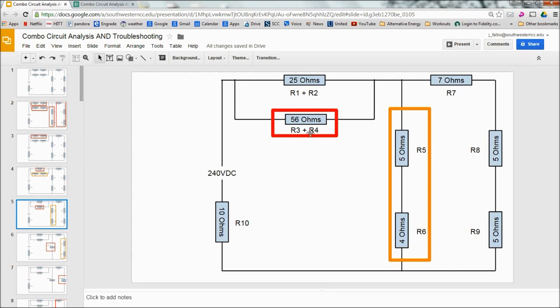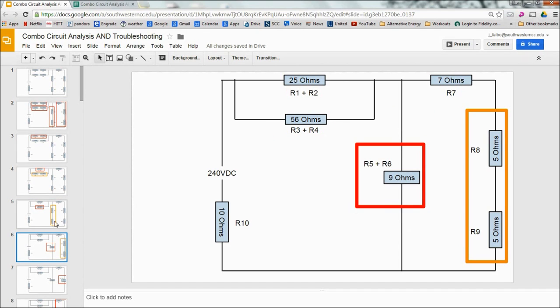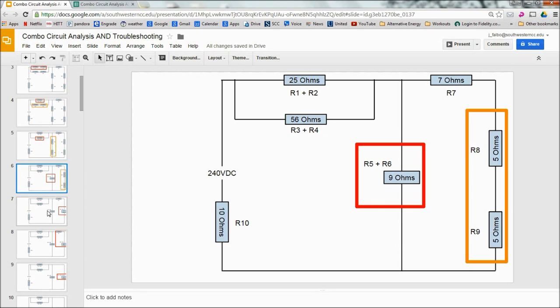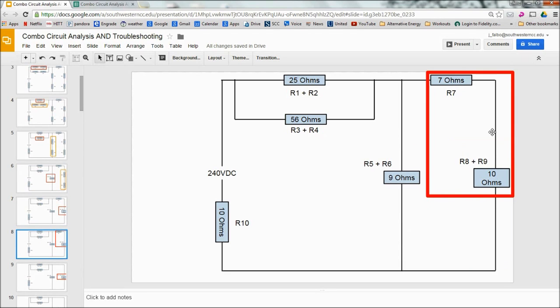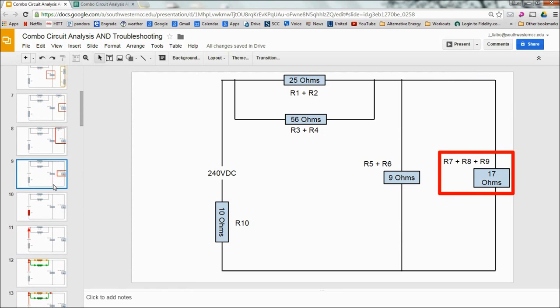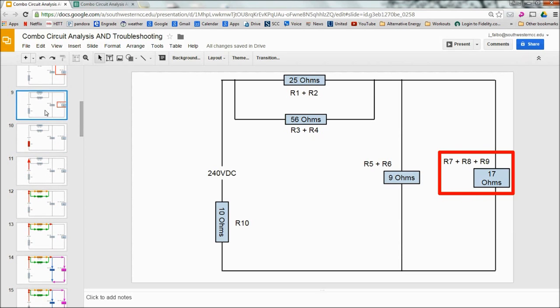So I've done that to give me this virtual load. Next, let's add these two. And now we're going to add those two together to give us this, and then add that to our 7 ohm because those are all in series, and that gives us this. Now that's the first step. We've identified all the loads that are in series with each other, added them together, and redrawn the circuit to give us what I call the virtual loads, the representation of each branch.